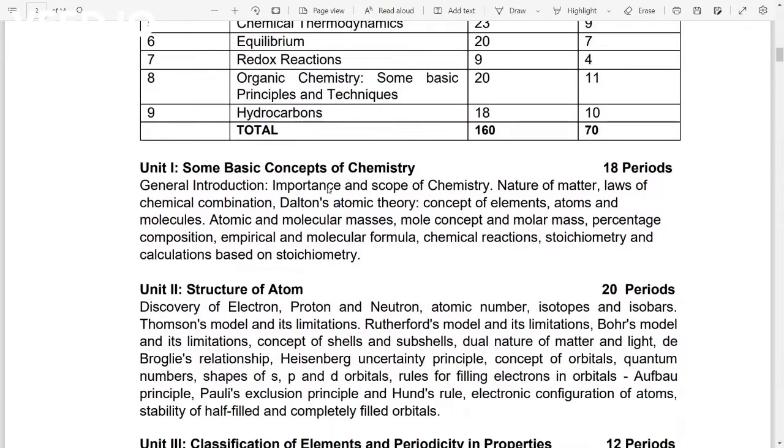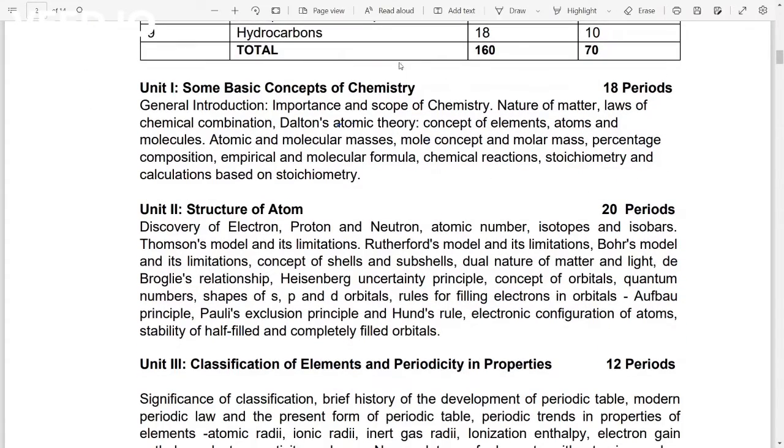In the first chapter, we will be discussing topics like laws of chemical composition, Dalton's atomic theory, atomic and molecular masses, empirical and molecular formula, and percentage composition. Also, we will be discussing a very important topic, which is the mole concept. As you can see, it is mentioned here in our syllabus. Many questions in JEE, NEET, and even in your school exams come from the mole concept. It is a very important topic.